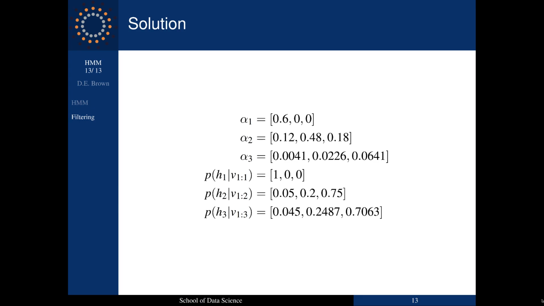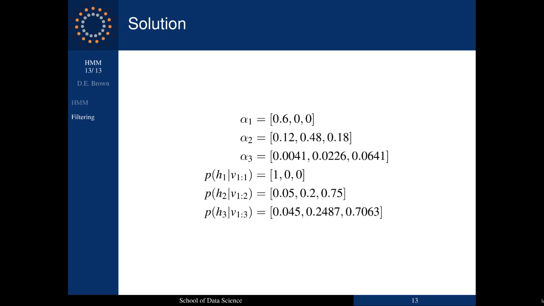Now, once we have alpha 1, we can easily calculate the probability of hidden state 1 given the observations at time 1, because that's just looking at that alpha vector, 0.6, 0, 0, and normalizing it. So we take 0.6 and divide it by the sum of 0.6 plus 0, which is 0.6, which gives us 1 in the first element. And the zeros in the other elements follow logically. So go ahead and work this filtering problem out, and see if you get this solution to the filtering problem.